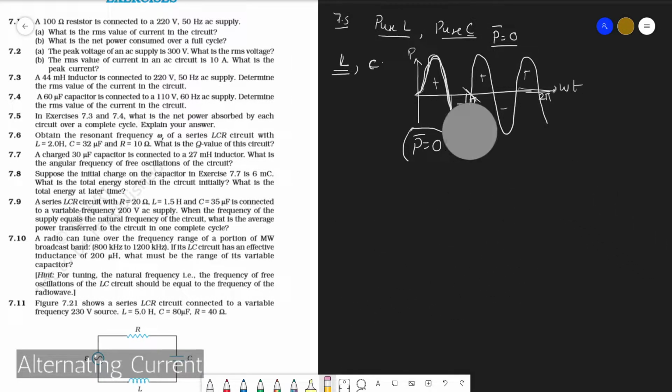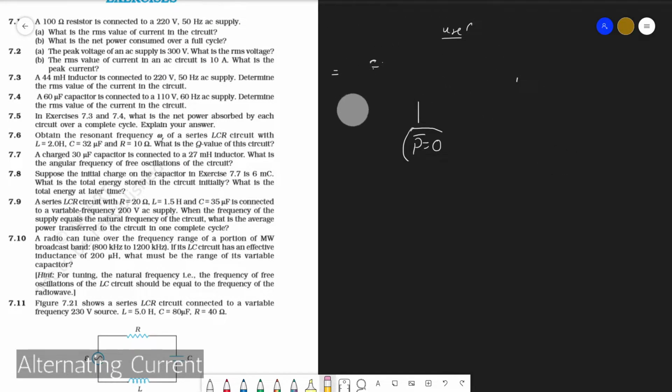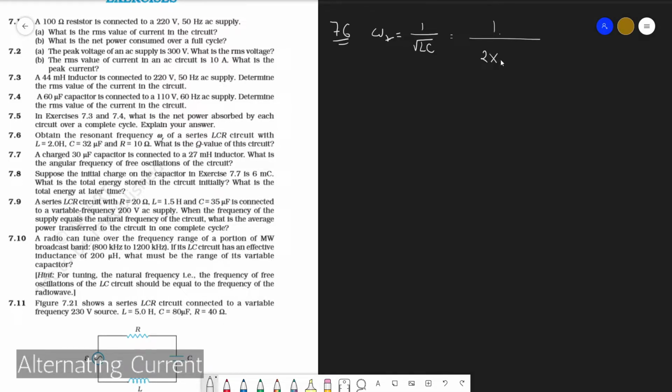So let us now quickly move to the next question. What is the next question asking? Obtain the resonant frequency of an LCR circuit with L equal to this much, C equal to this, R equal to this, and the Q value. So this is also a very direct question. We have derived the formula, so just use the formula and get the answer. The resonant frequency is nothing but 1 by root LC. So you solve this: under root of L is 2 and C is 32 into 10 to the power minus 6.